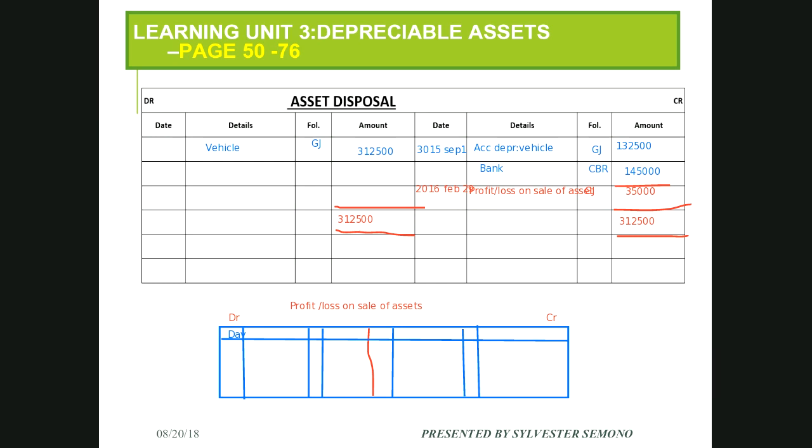Come again with your question. If you had to put a folio in the profit and loss account, what would it be? The folio will be the same as the GJ. GJ, okay. Awesome. Yes, thank you very much. Thank you for the help.